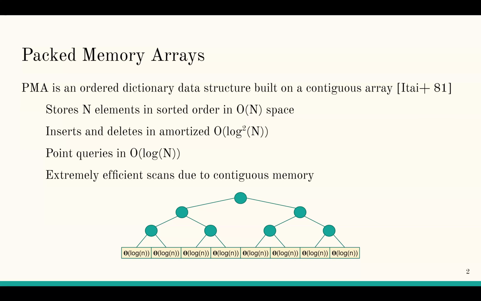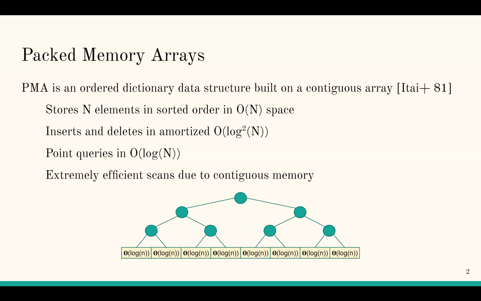Specifically, the packed memory array stores n elements in order n space, and supports inserts and deletes in log squared of n amortized time, and point queries in log n. But the real idea behind the packed memory array is that it has extremely efficient scans. The way these scans are so efficient is that the entire packed memory array is stored in a single allocated block, so all of the memory is continuous. Roughly how it works is you allocate one large block of size O of n, and then you intersperse your elements amongst that block. So you have short runs of elements and then spaces.